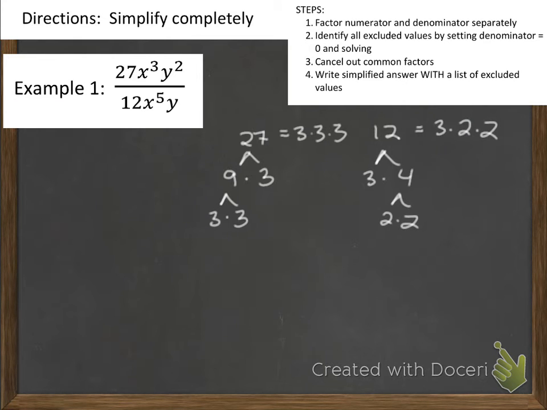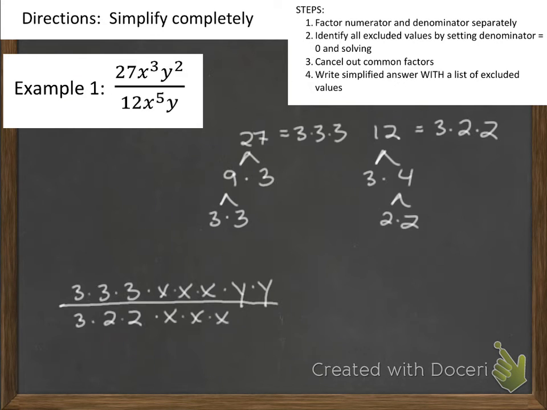If you don't want to go into this level of detail when you do your work, that's totally fine. I'm trying to be thorough so that you can completely understand this example, no matter what level you're at. Okay, so I can rewrite 27 x cubed y squared as 3 times 3 times 3. X cubed is x times x times x. Y squared is y times y. Then let's go downstairs. We have 3 times 2 times 2, that's 12. Then we have 1, 2, 3, 4, 5 x's and 1 y. Okay, so we have factored out the numerator and denominator separately.